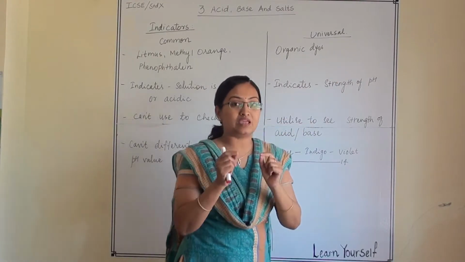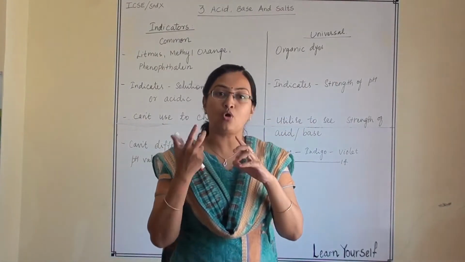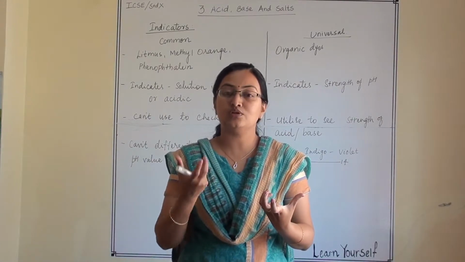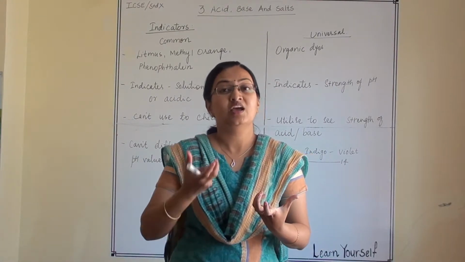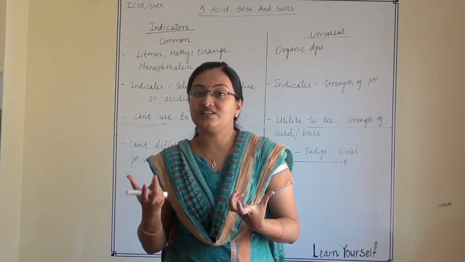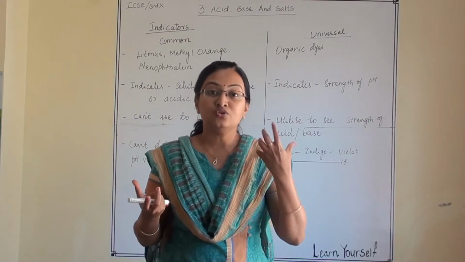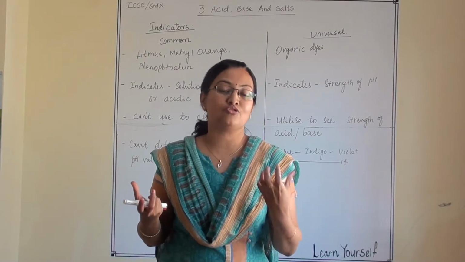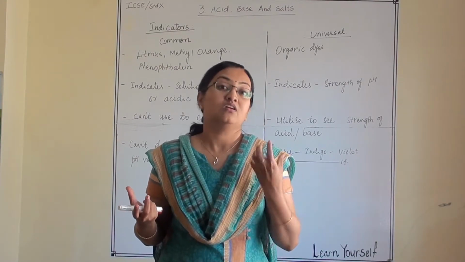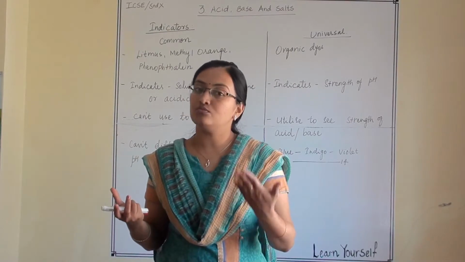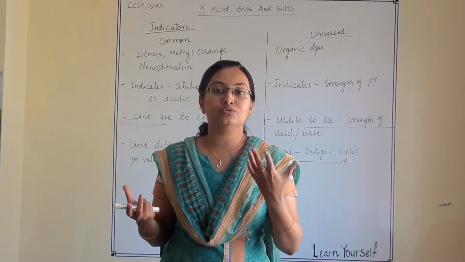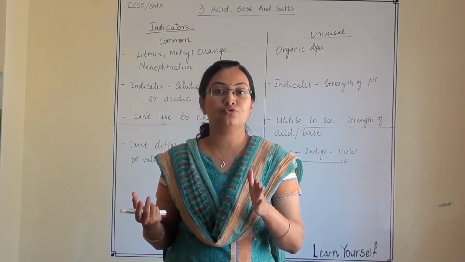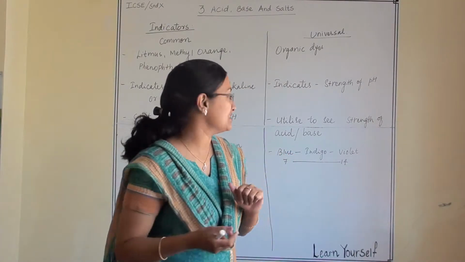So this is a main basic difference between common indicators and universal indicators. Common indicators will only show a color change and only show whether it is acidic or basic. Universal indicator will perfectly show you the pH of the solution. So from pH you will obviously get to know whether this is acid or base, but the perfect pH will show you the strength of acid or base.